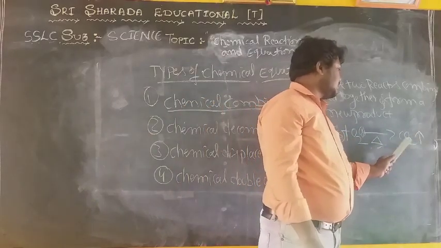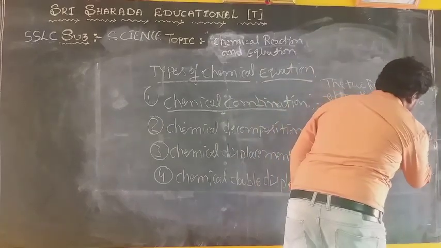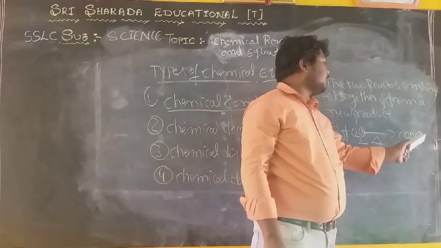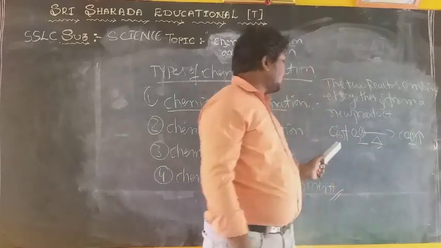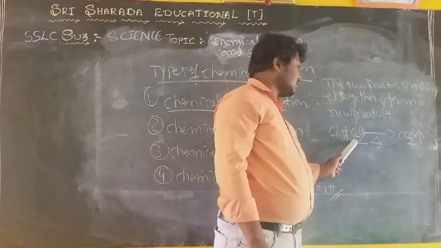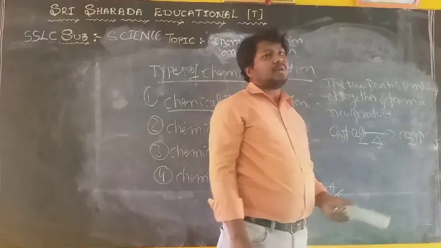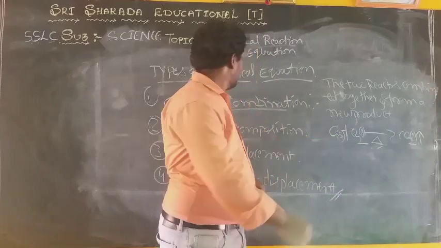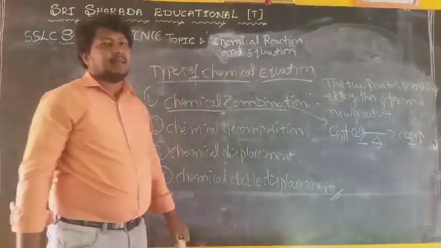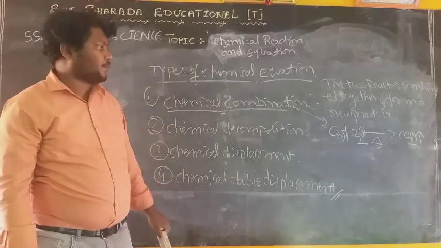So that it is also in gaseous form. It is also gaseous form. Hence, it is represented by the upward arrow mark. So like that, we can see that the carbon combines with the oxygen, which gives rise to carbon dioxide, which is a chemical. It is an example of chemical combination.